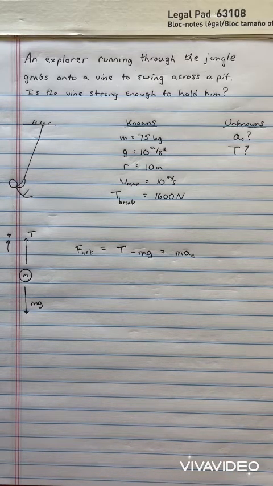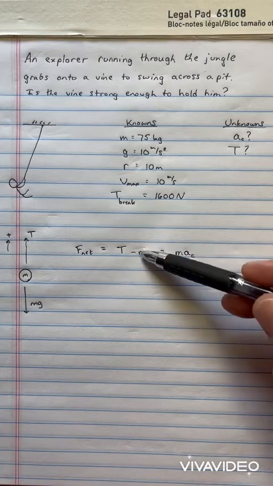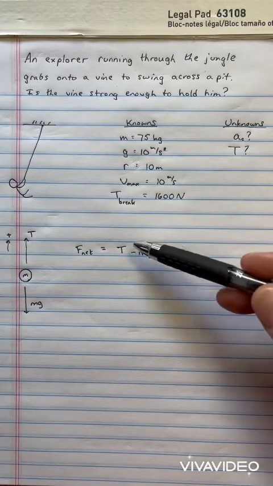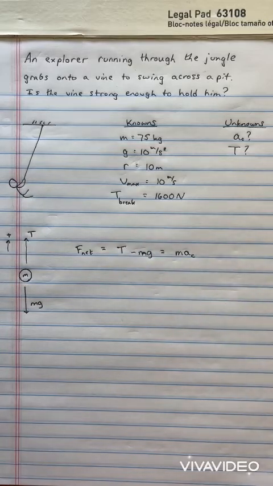Now, in this particular equation, we know the mass of the explorer, we know little g. We do not know yet the centripetal acceleration or the tension, which is, of course, what we're trying to find ultimately. So you could do this one of two ways. You could just simply do a solution for the problem and set up that way. But I think in this particular case, it'd be more instructive to solve for the acceleration directly. So let's go ahead and do that.